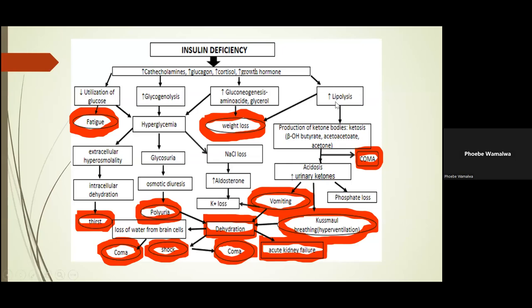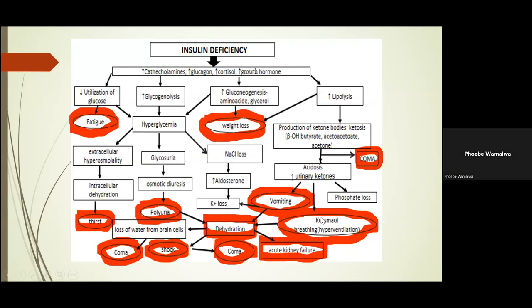Remember, there's also concomitant lipolysis that is happening. And so we have production of ketone bodies. So there's ketosis, there's acidosis. Because of increased ketones, there is abdominal pain and vomiting. With more vomiting, there is more loss of potassium. Again, acidosis will cause phosphate loss. Acidosis will also stimulate the respiratory center in the brain, hence instructing the lungs to hyperventilate.